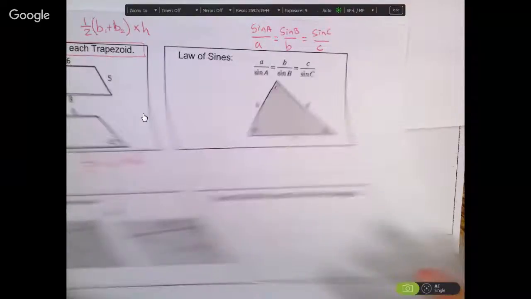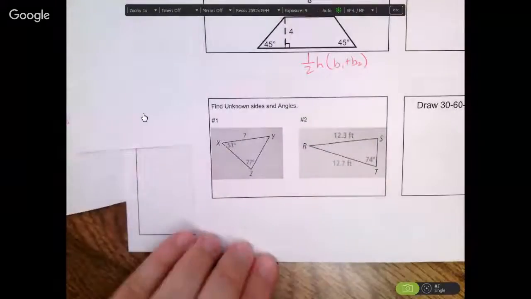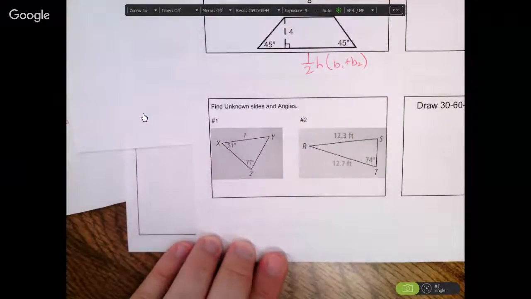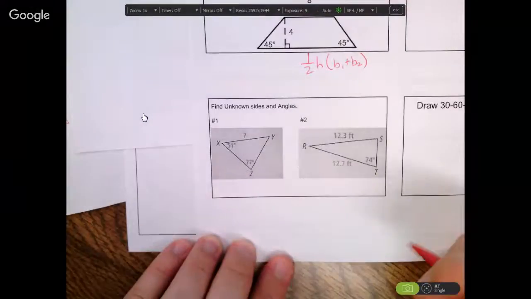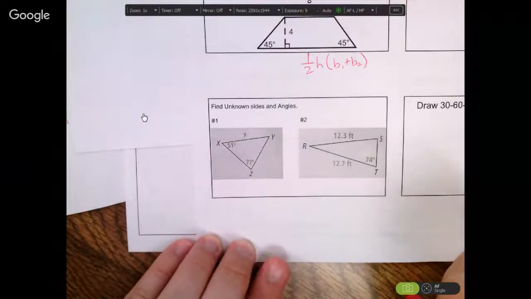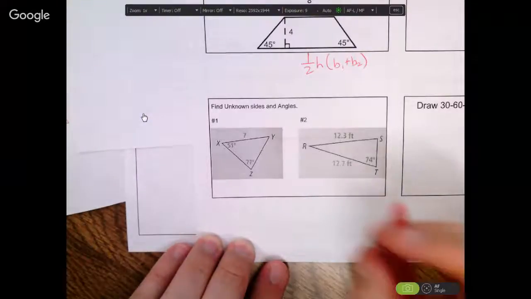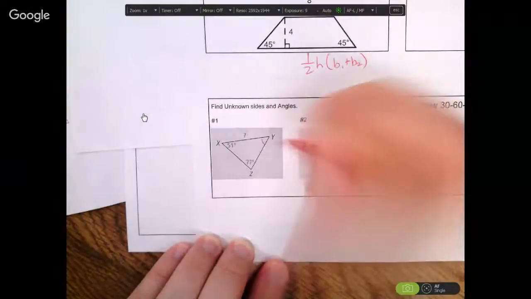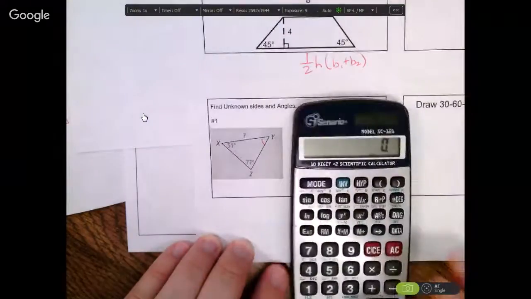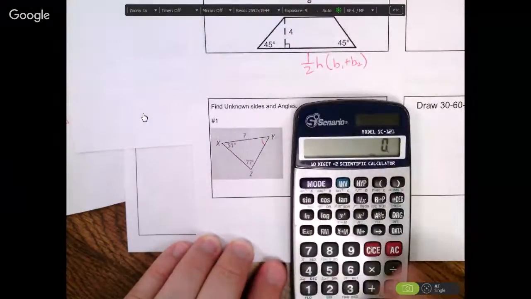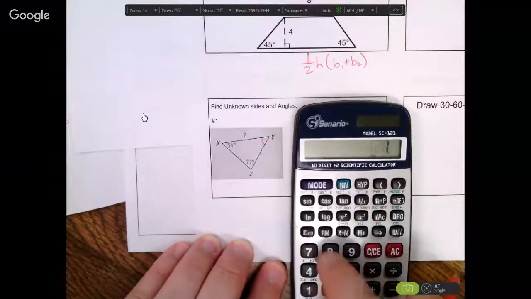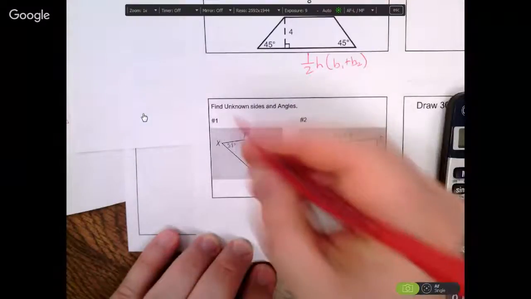All right, so let's try a problem here. Number 1. It says find all unknown sides and angles. I want to do the angle first because that looks like the easiest. How can I find this unknown angle? Triangle angle sum theorem. Awesome. So 151 plus 77 minus 180, that's 52 degrees.